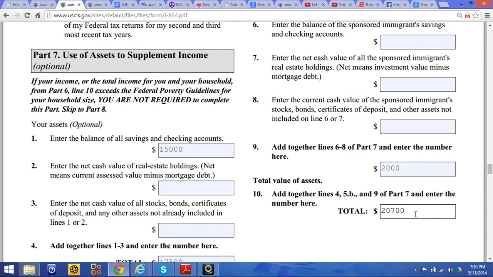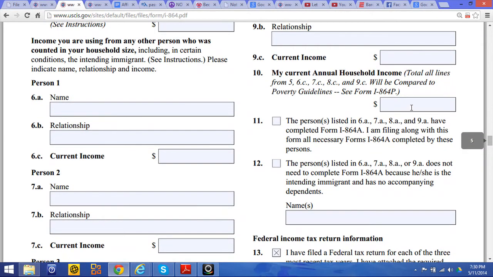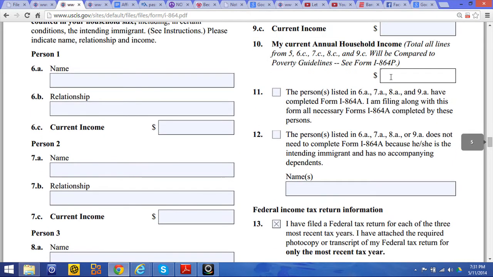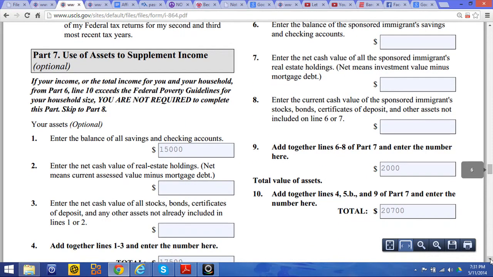So understand, item 10 gives you the value of all assets. Remember, you use these assets because you are looking to offset the difference between your household income and the poverty guideline. Remember, your household income is on item 10. Here you have your household income, and you would like to offset because your household income is below the poverty line table. You are trying to make up the difference using your assets.